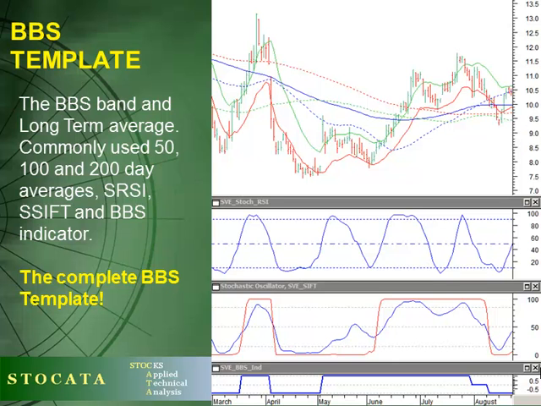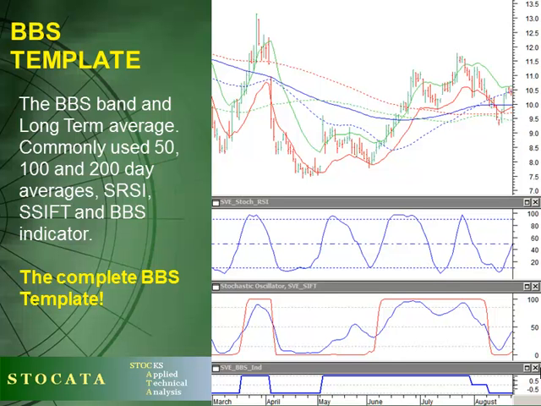I added much used averages like the 50, the dashed blue line, the 100, the dashed green line, and the 200, the dashed red line, days average. These averages are traditional important dynamic support and resistance levels for the price action. The BBS is green and red, with blue for the BBS long-term average.